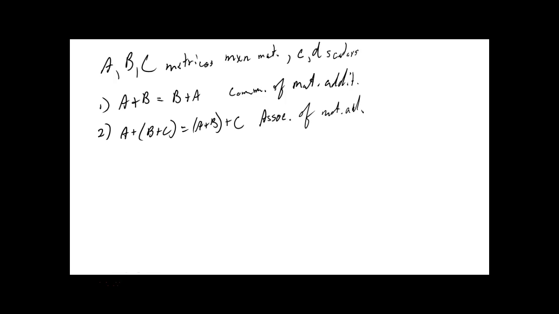Now, 3. Kind of a weird little thing. CD, the product of C times D, multiplied by matrix A. C and D are scalars. Matrix A is a matrix, of course. That's the same as C times DA. All right? And it's sort of okay.